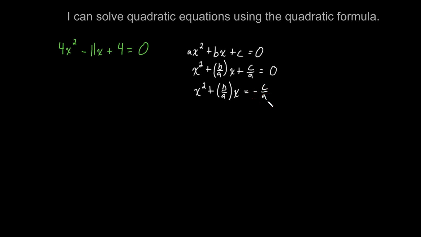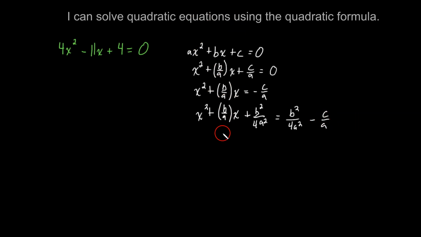Now we need to find our b over 2. So our b over 2 would be b over 2a, and now we need to square it. So that would give us x squared plus b over a x, plus b over 2a squared, so b squared over 2 squared, so that's 4a squared. We need to add this to both sides. This equals b squared over 4a squared minus c over a.